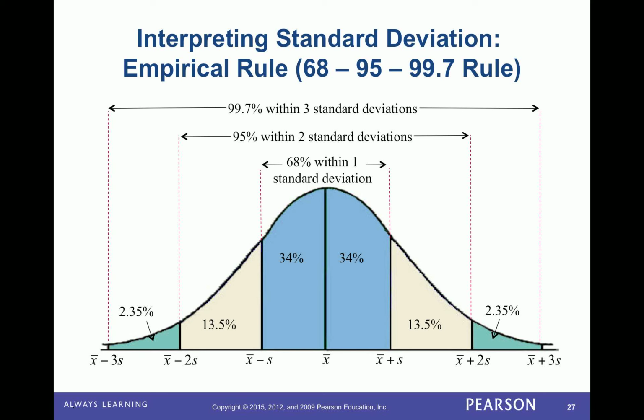Green portions are 2.35%. This is the empirical rule.